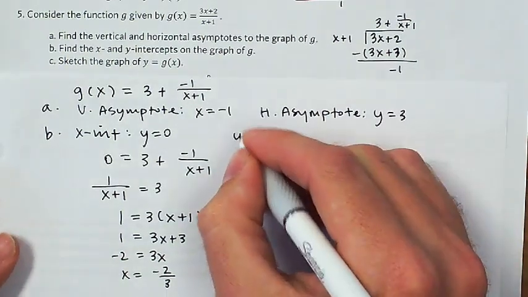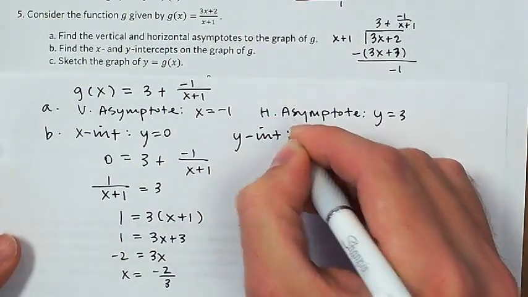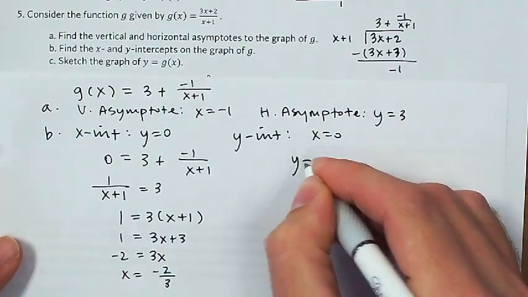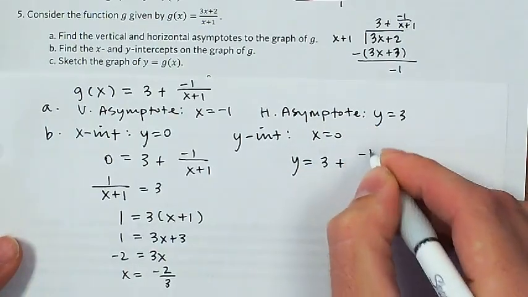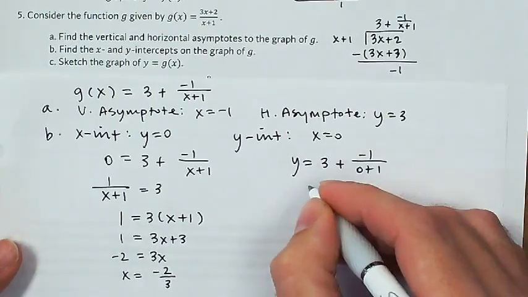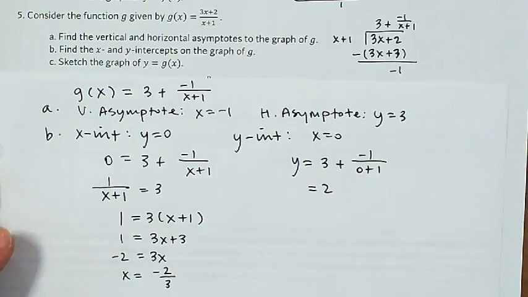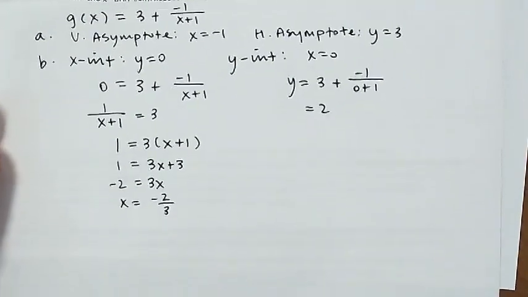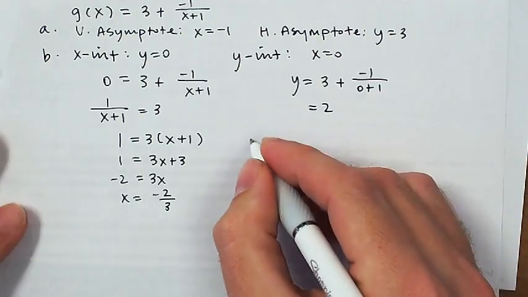For the y-intercept, I'm going to set x equal to 0, and y will equal 3 plus negative 1 over 0 plus 1. So 3 minus 1 is going to equal 2. And so x equals negative 2/3, y equals 2. C is going to be sketch the graph. So we can do that.